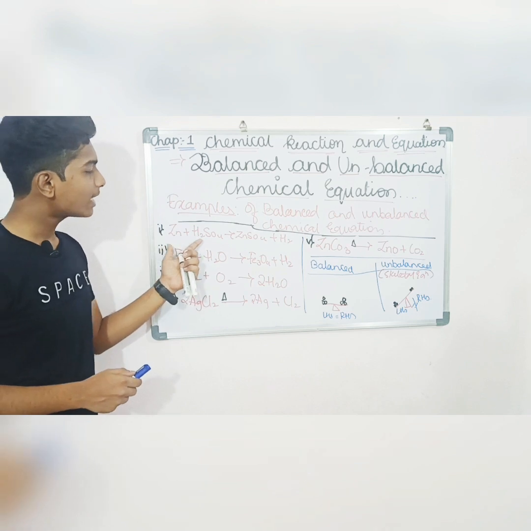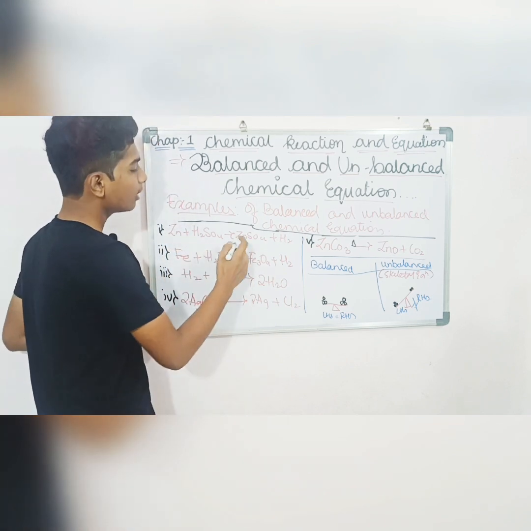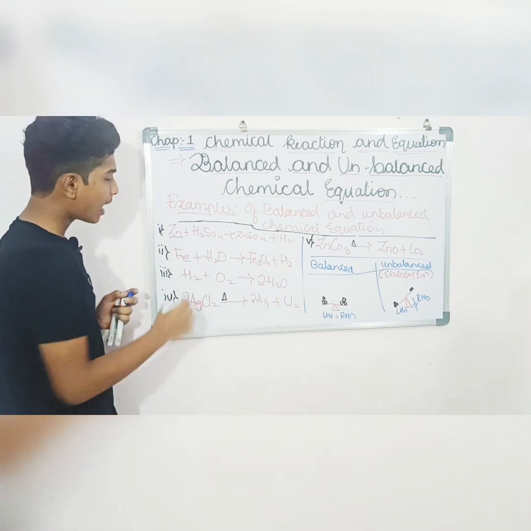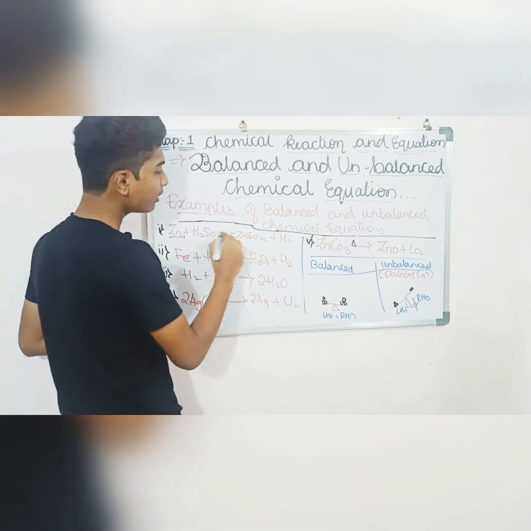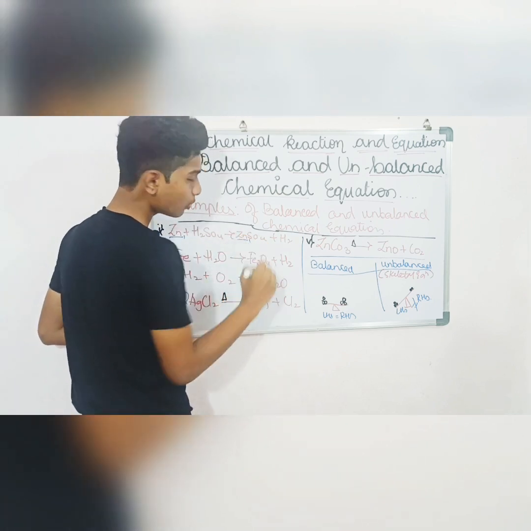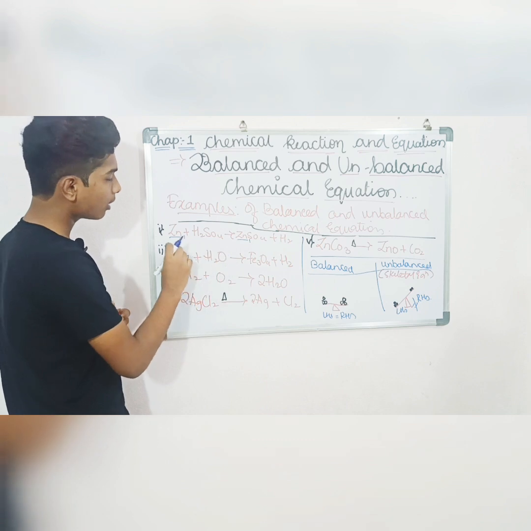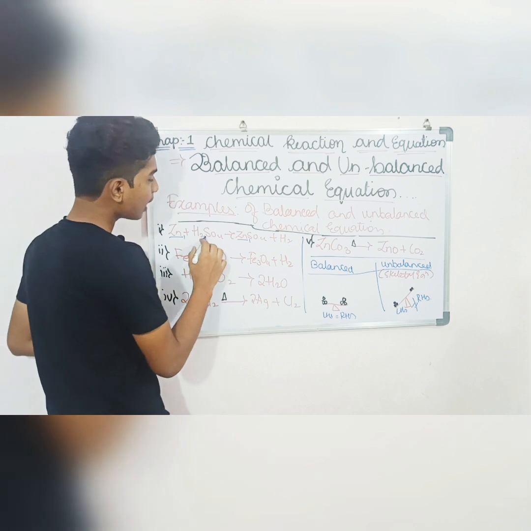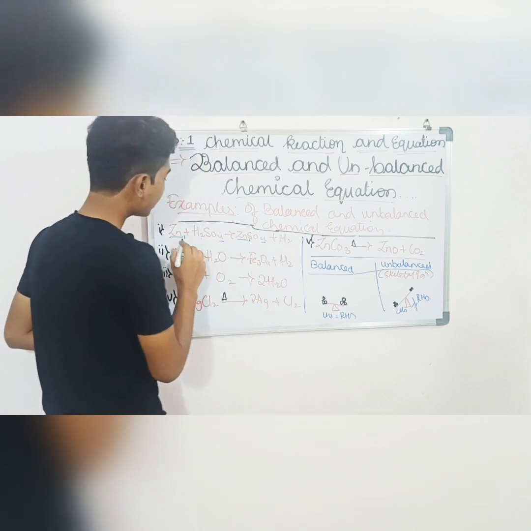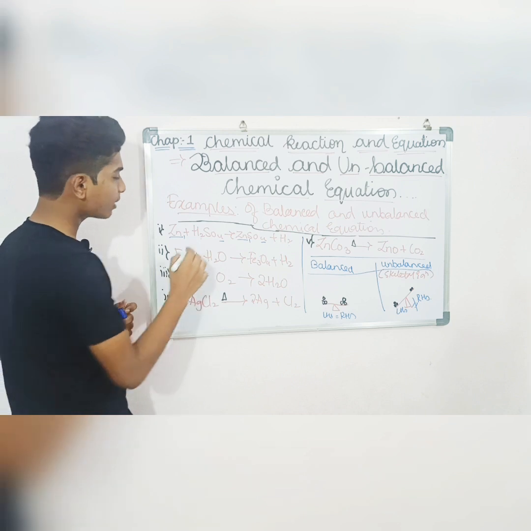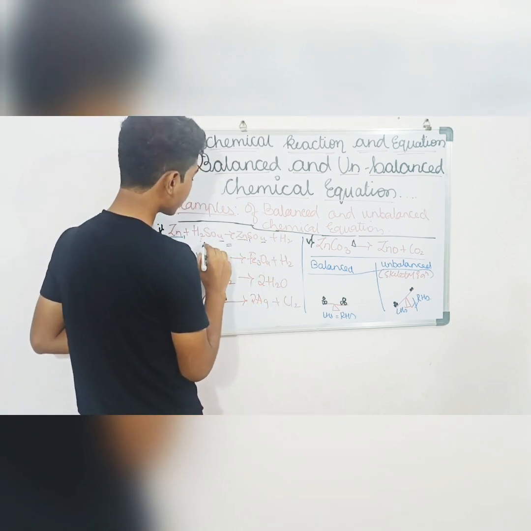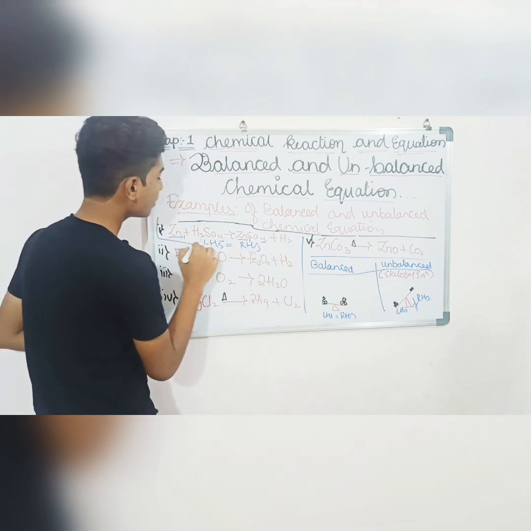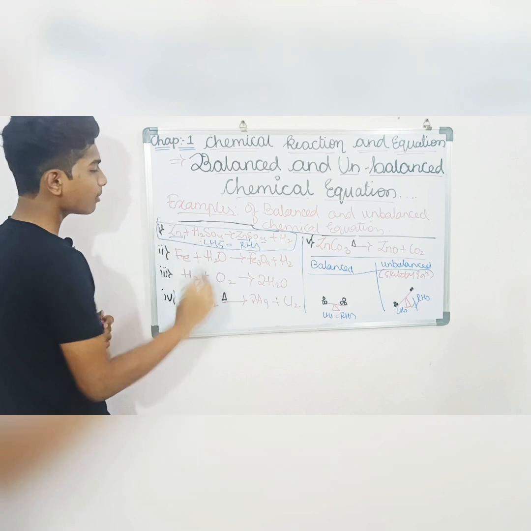One: zinc plus diluted sulfuric acid gives zinc sulfate plus H2. See, the number of zinc atoms on the reactant side is 1, and on the product side also 1. Zinc is already balanced. Now hydrogen atoms are 2, here also 2, and SO4 is also equal. Now the reactant side atoms are equal to the product side atoms, hence LHS is equal to RHS. Hence this first chemical equation is already a balanced chemical equation.